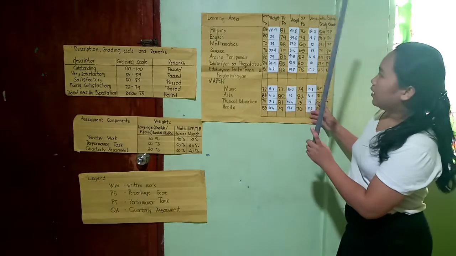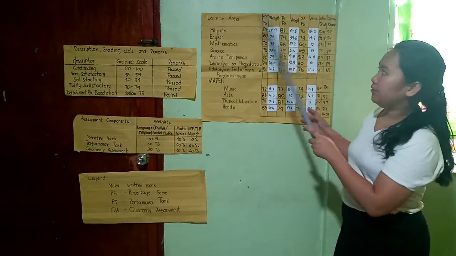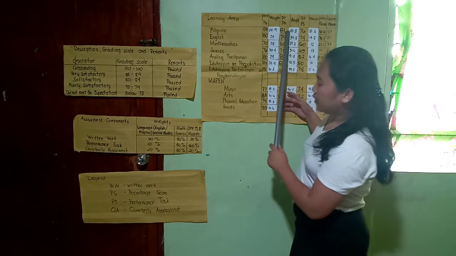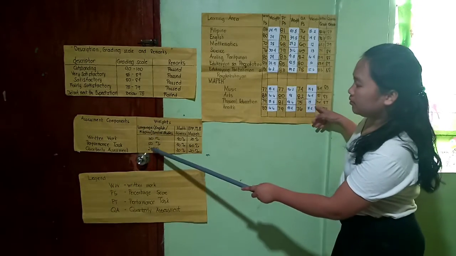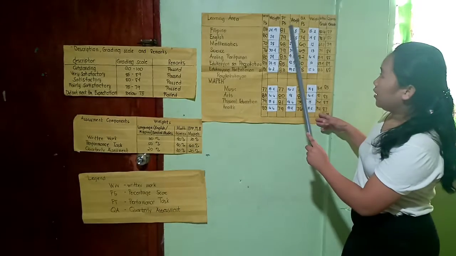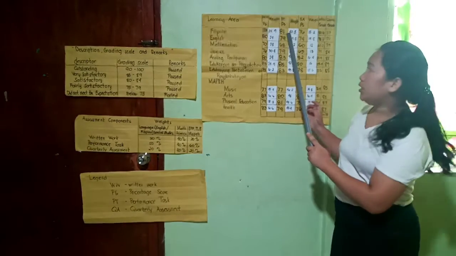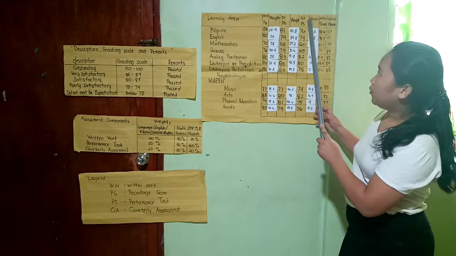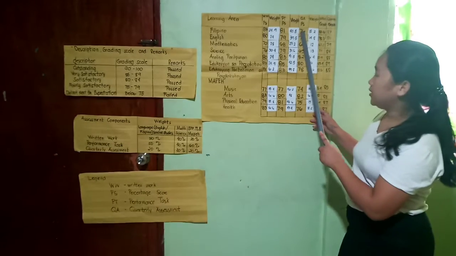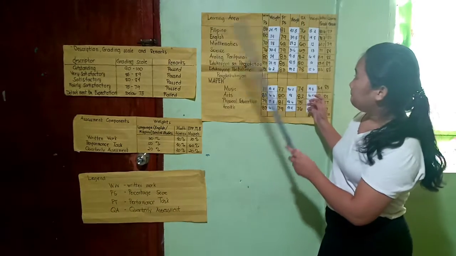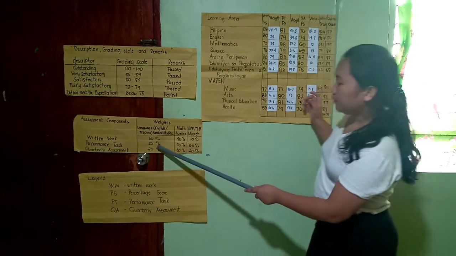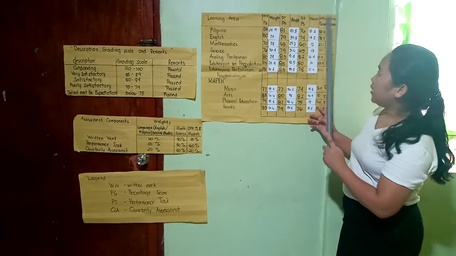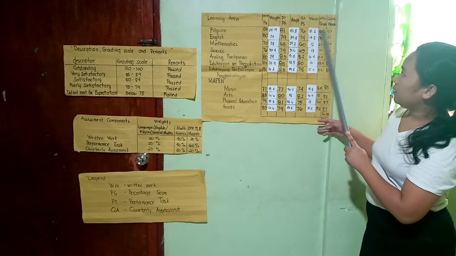And performance task in Filipino is 81 times 50%, for a total result of 40.5. In quarterly assessment, 76 times 20% is equal to 15.2. The initial grade is 80.6.